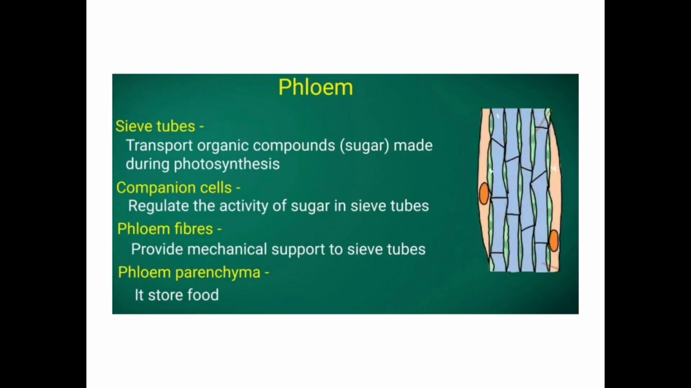So what is the function of sieve tubes? Sieve tubes transport organic compounds or sugars made from photosynthesis. So sieve tubes are the tubes which are transporting this sugar. Then companion cells regulate the activity of sugar in sieve tubes.